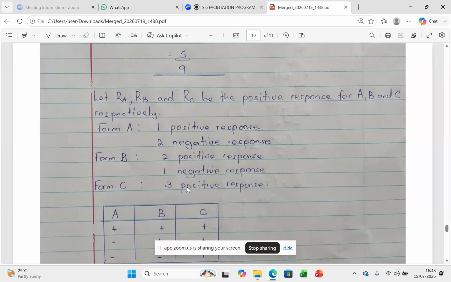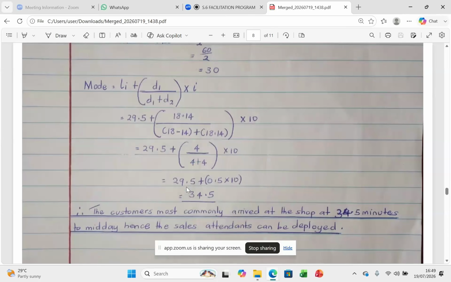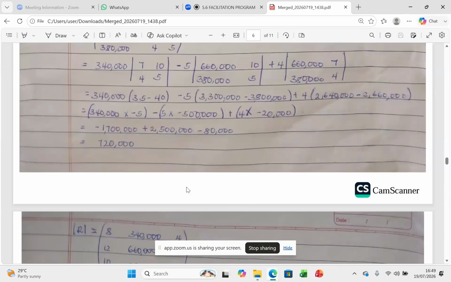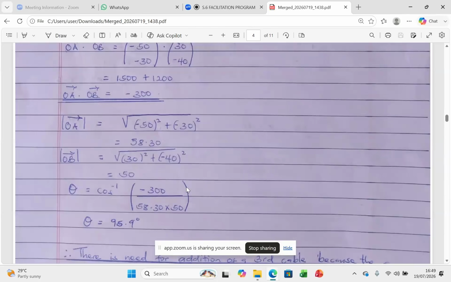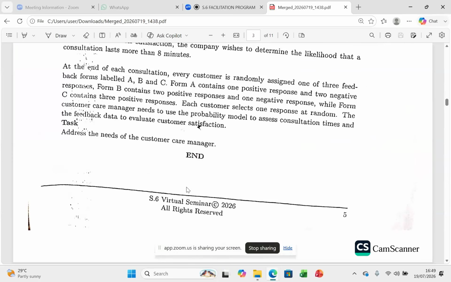So we go to the second part, where they say at the end of each consultation, every customer is randomly assigned to one of the 3 feedback forms labeled A, B, and C. Form A contains 1 positive and 2 negative. Form B contains 2 positive and 1 negative. Then C contains only the positive ones. Each customer selects 1 response at random.